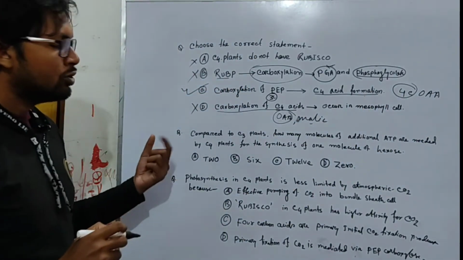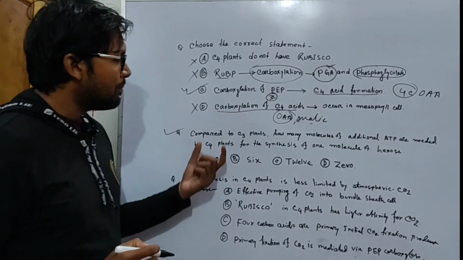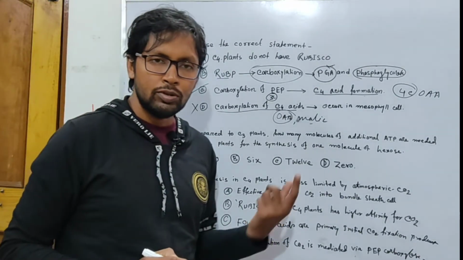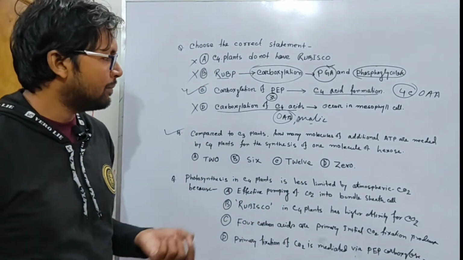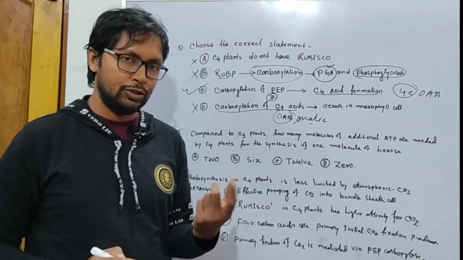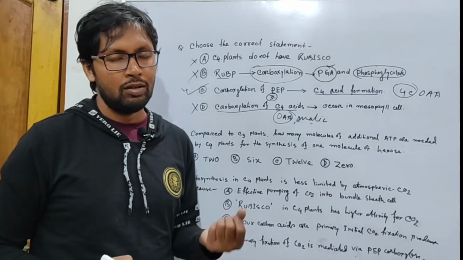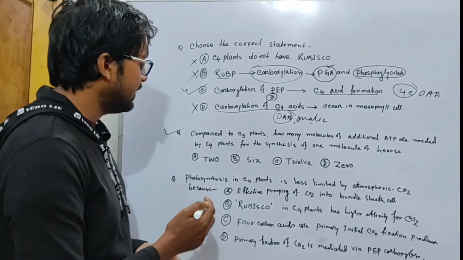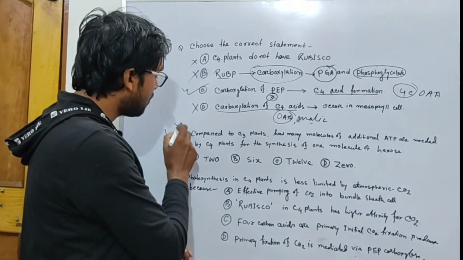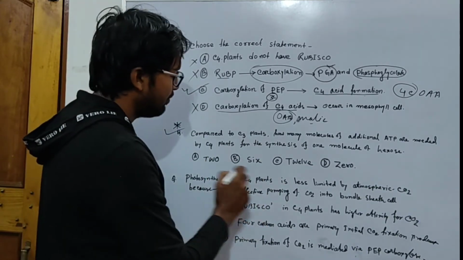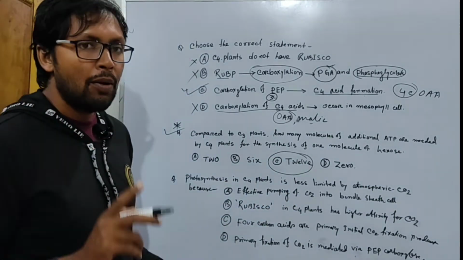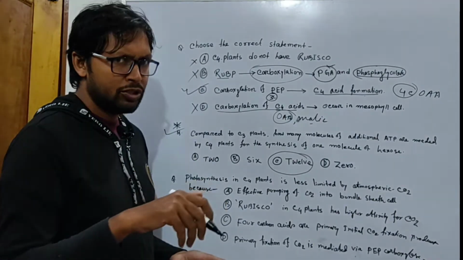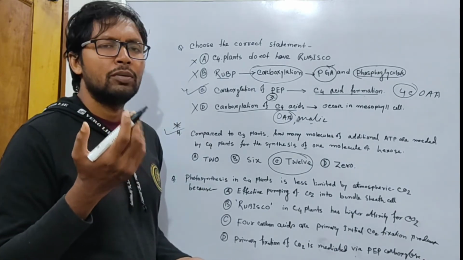So this is the question. Another question: compared to C3 plants, how many molecules of additional ATP are needed by C4 plants? We know that C4 plants are much more efficient than C3 plants, but this efficiency comes at the price of ATP. How many extra molecules of ATP are needed in C4 plants is the question. It is a most important and valuable question: 12 molecules of ATP are extra needed per molecule of glucose formed. This is due to the pumping and exporting procedure of phosphoenol pyruvate.